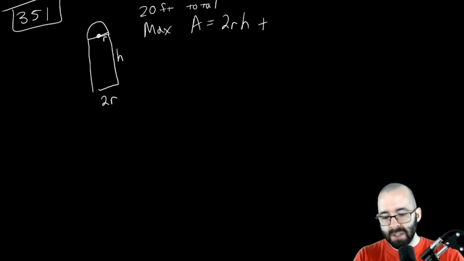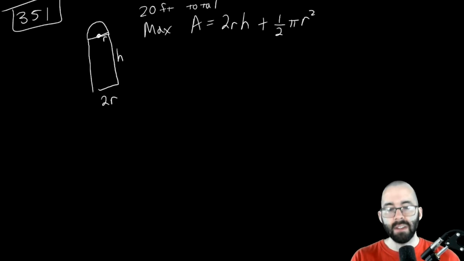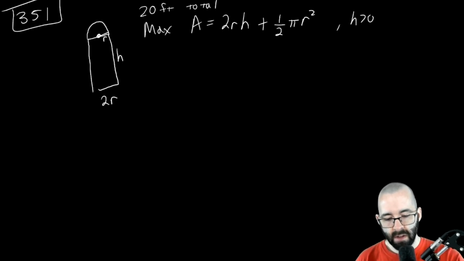And the area of the semicircle is 1/2 the area of the circle. 1/2 the area of the circle is 1/2 pi times the radius squared. This is the function that we want to maximize. And again, h and r need to both be positive. We'll have them greater than or equal to 0 for now. We'll see how that affects things later on.